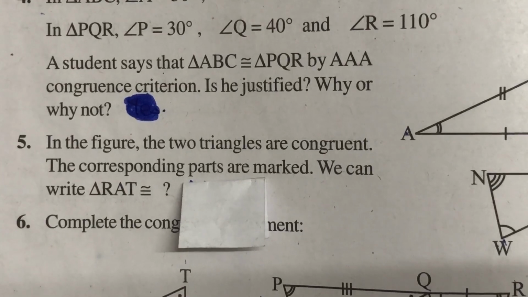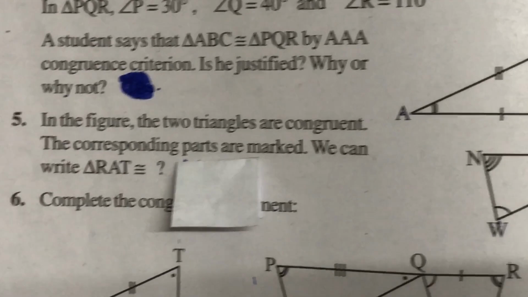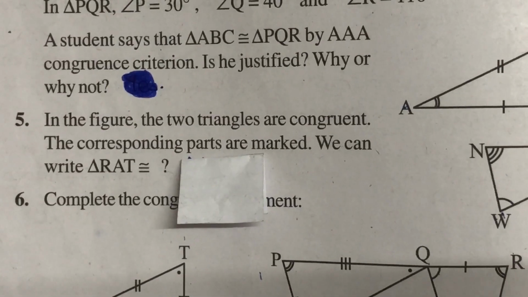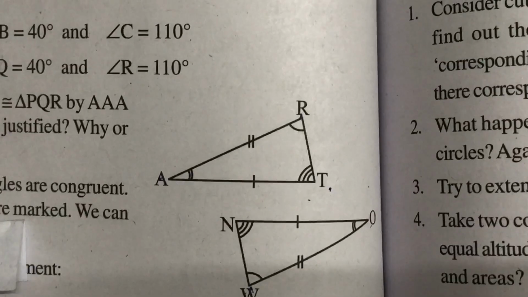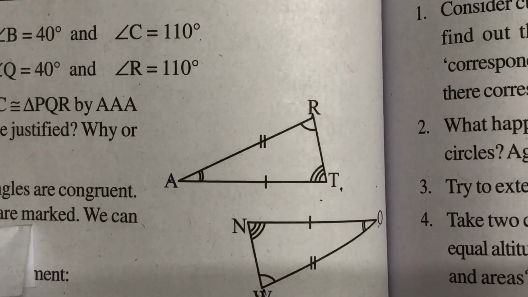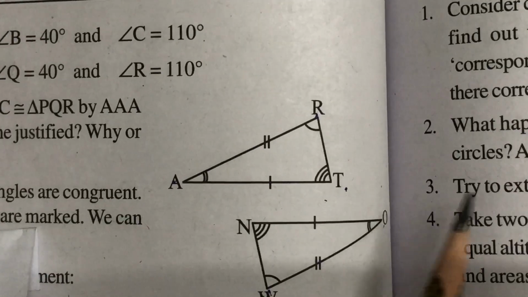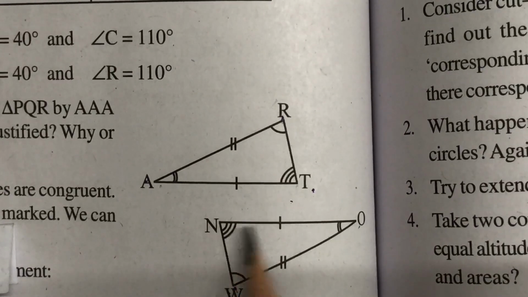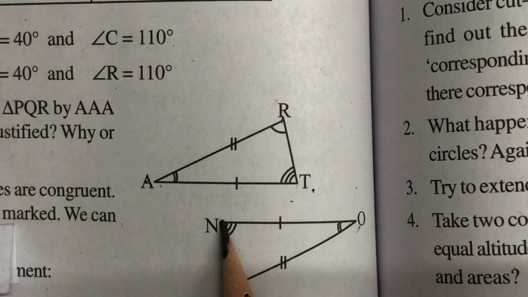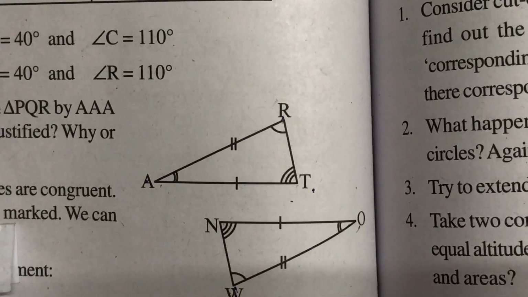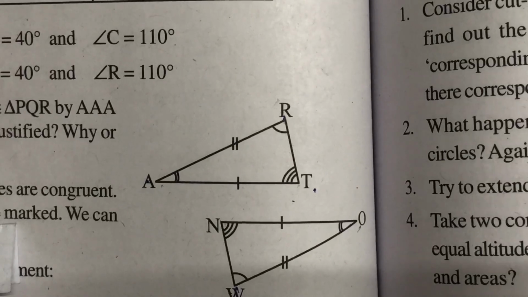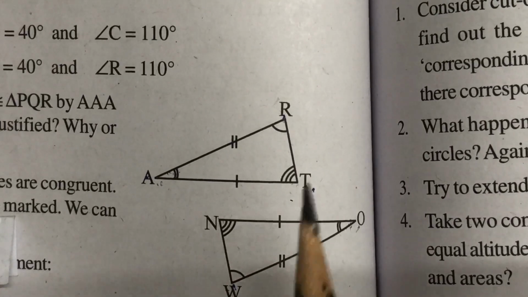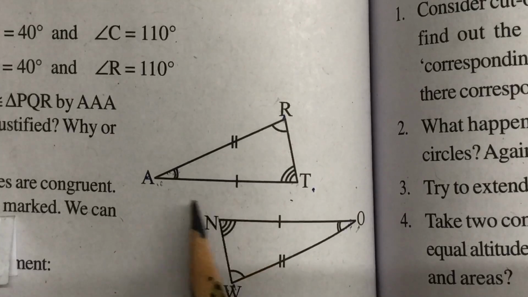Fifth question. In the figure, the two triangles are congruent. The corresponding parts are marked. We can write triangle RAT is congruent to this triangle only, but we need to give the coordinates properly. RAT is congruent to whether NOW or WON or NWO. So in which way it is congruent, we need to show. We need to look for the correspondence here. Now we will see the correspondence.